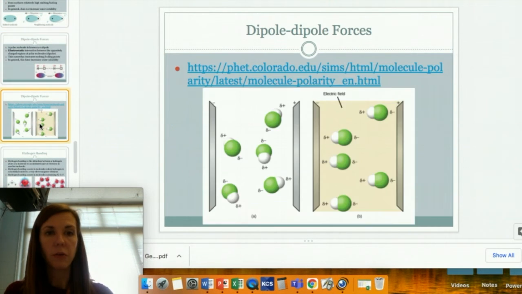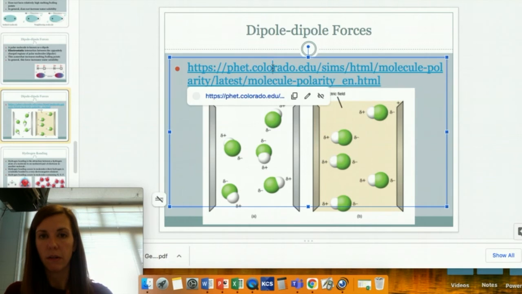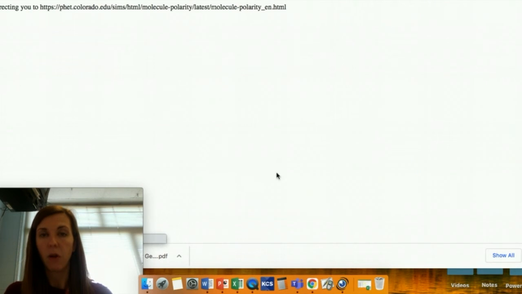So next what we're going to do is we're going to look at this PhET simulation on molecular polarity.